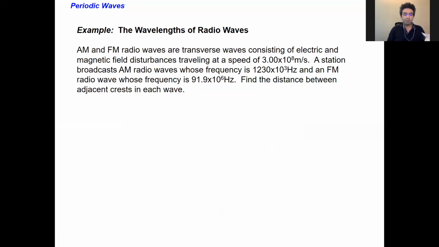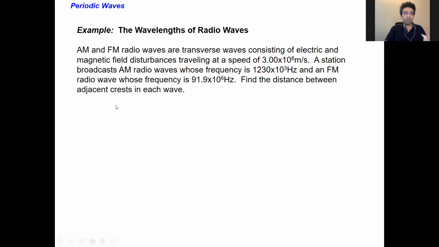Here's a quick example. If you think about radio waves, there are multiple kinds of radio waves. We'll talk about AM and FM when we talk about electromagnetic waves later in the course, but they're basically transverse waves of disturbances in the electromagnetic field. It's okay, we'll talk about this later in the course. But what you need to know for this problem is that the disturbances travel at 300 million meters every second. Now, suppose that a station broadcasts AM radio waves whose frequency is this much in hertz, and a different radio wave whose frequency is different.